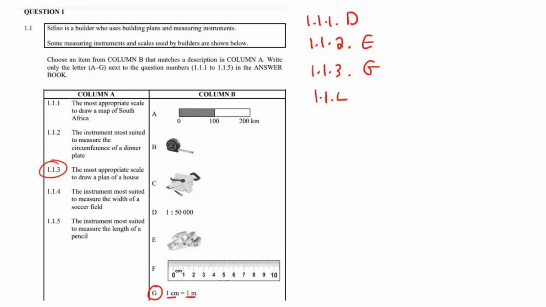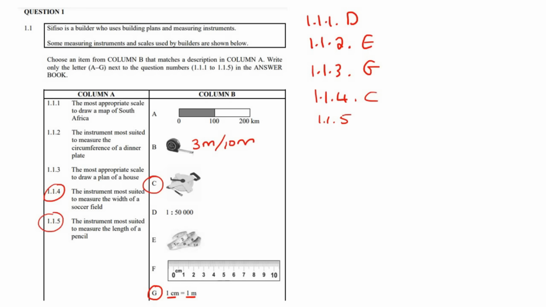For this next question, it says, what is the instrument most suited to measure the width of a soccer field? For a soccer field, I wouldn't use this because these ones can only go up to, I think this one says 3 meters. Some of them go up to like 10 meters, but that's not enough. Whereas these ones are usually pretty big. I don't know exactly how far they go, but they're more than 10 meters. So that would be the best one for a soccer field.